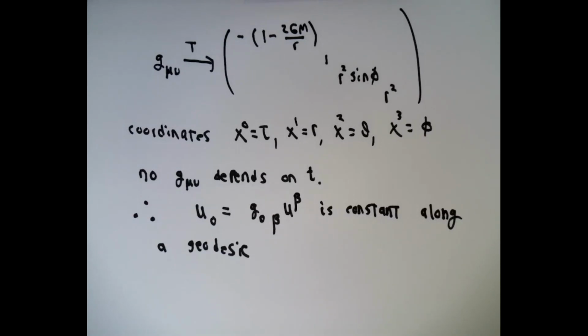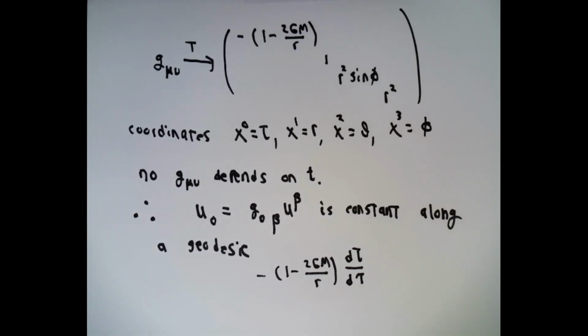This means u sub 0 is a constant of the motion, and we all know how we raise and lower vector and tensor indexes now. This is equal to g0 beta u beta. Since g is diagonal, this is going to give me a relatively simple formula for u sub 0 along a geodesic. I can give this constant any reasonable name.